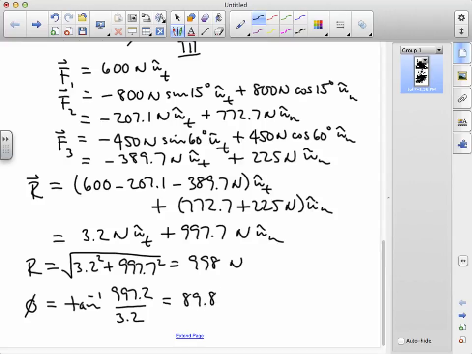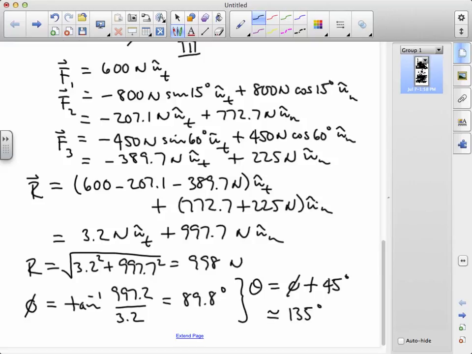Now, if we were measuring this off the positive x-axis as theta, it would be phi plus 45 degrees, since the tangent axis is 45 degrees off the x-axis. So this is, again, 135 degrees off the x-axis, and our result is entirely consistent whether we do this in the xy coordinate system or the normal tangent system.